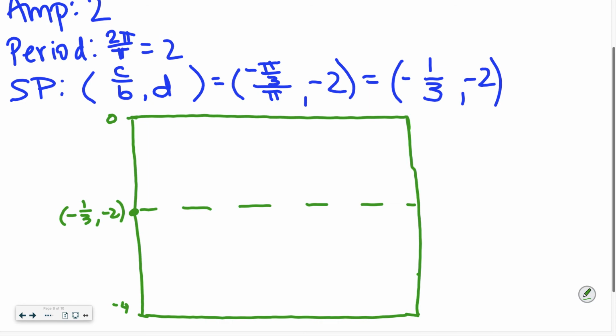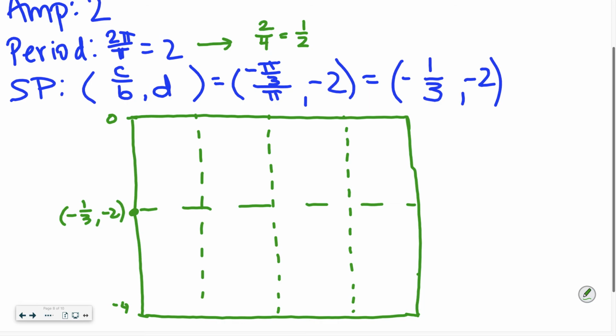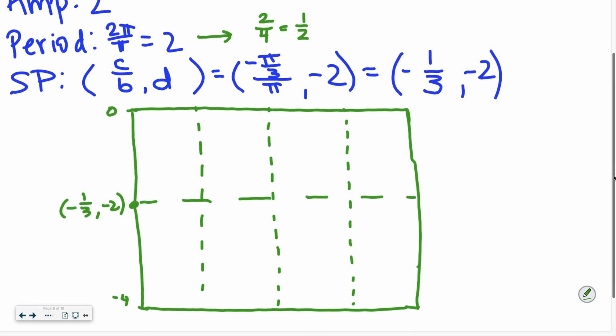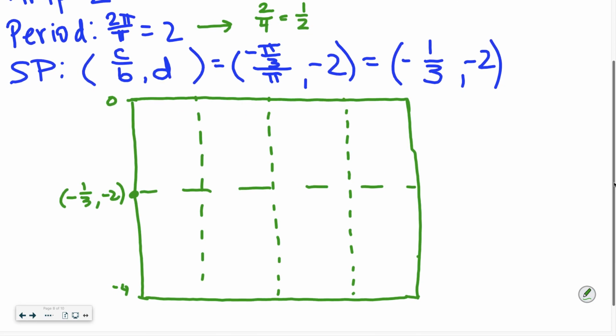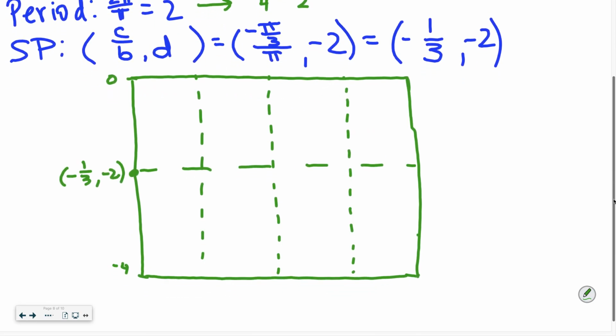So if we decided to split the period into fourths, that would be just a plain old 1/2, right? Okay, so I'm going to go ahead and make my quarter marks by splitting in half and then splitting in half again. And then I'll label them according to our period. So our period is length 2. We start here at negative 1/3. When we add 1/2, when we take negative 1/3 and we add 1/2, what do we get?